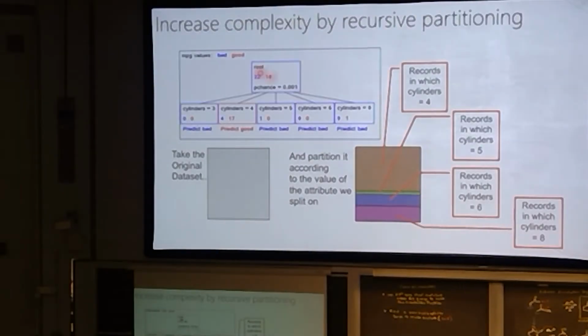And the idea is that we're going to increase the complexity by recursively partitioning. If this was the original data, then every time we have a node, we're going to push part of the training data down one of the paths according to the node, and then we're going to recursively split that and recursively split that.